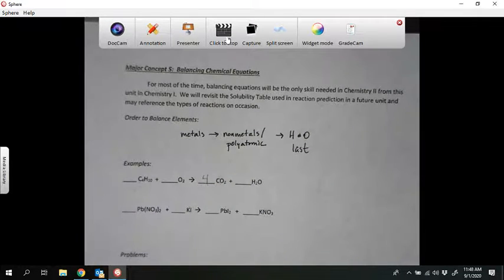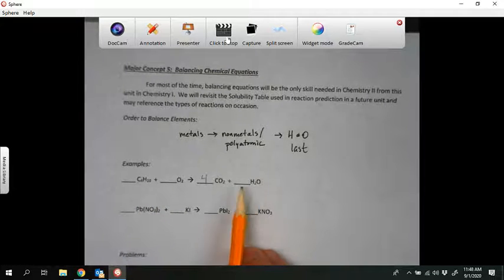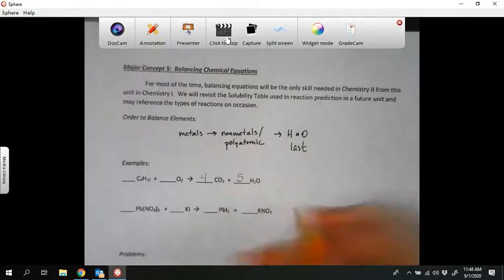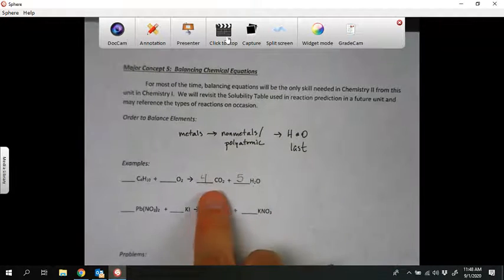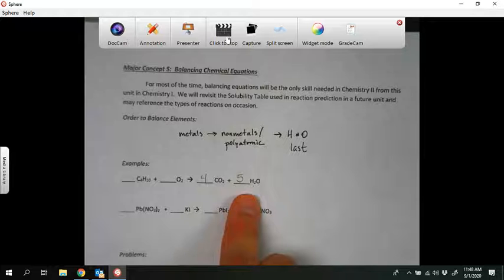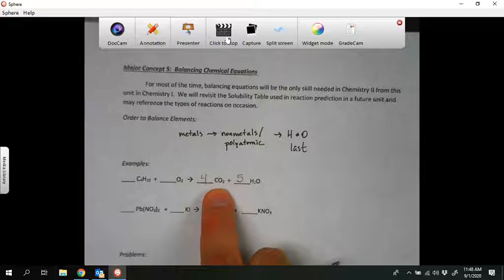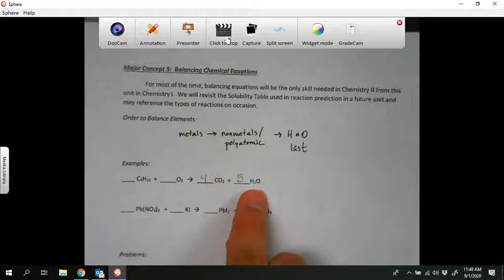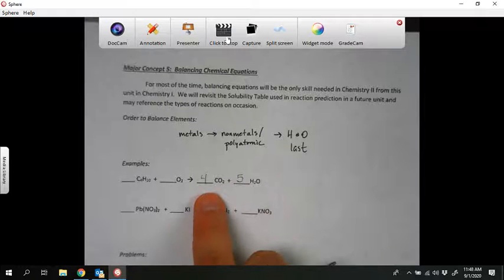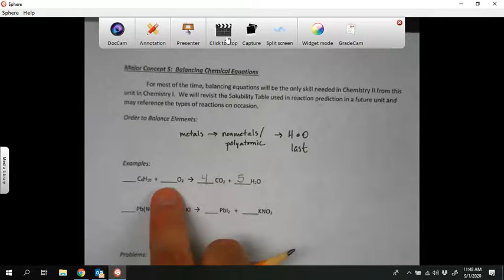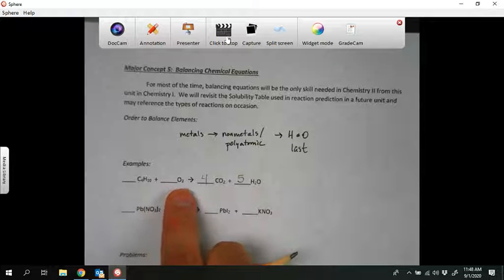Now I can balance my H's. I have 10 H's on this side. I have 2 here. So what number times 2 is going to give us 10? Well, that's 5. Now, this side looks done. So I'm going to count my O's on this side. 4 times 2 is 8, plus 5 times 1. 5 plus 8 is 13. I cannot put a whole number here that multiplied by 2 is going to give me 13.